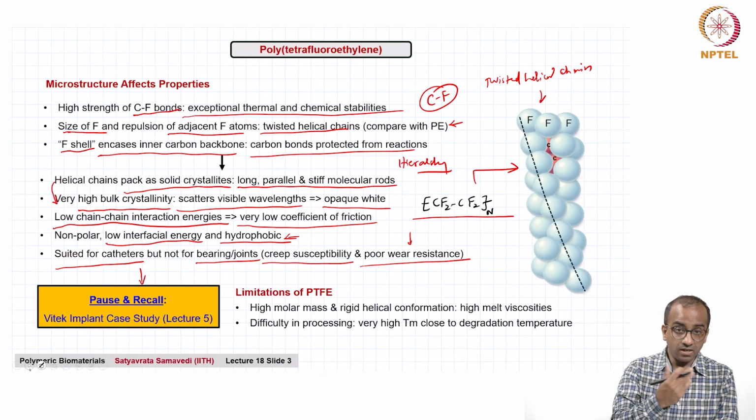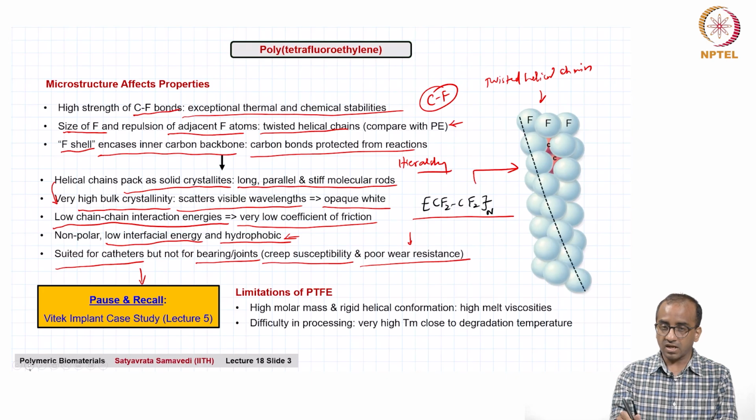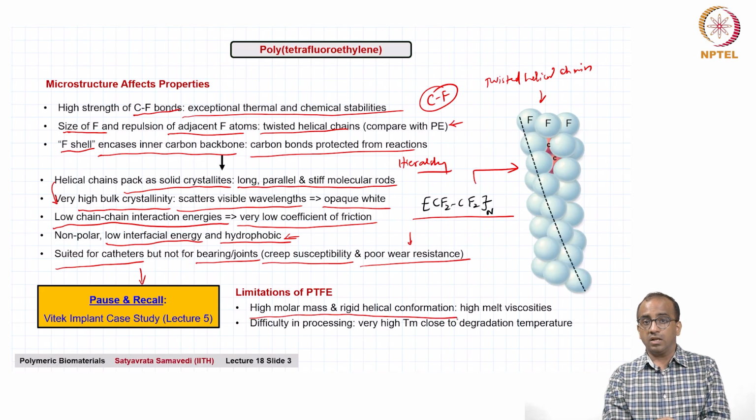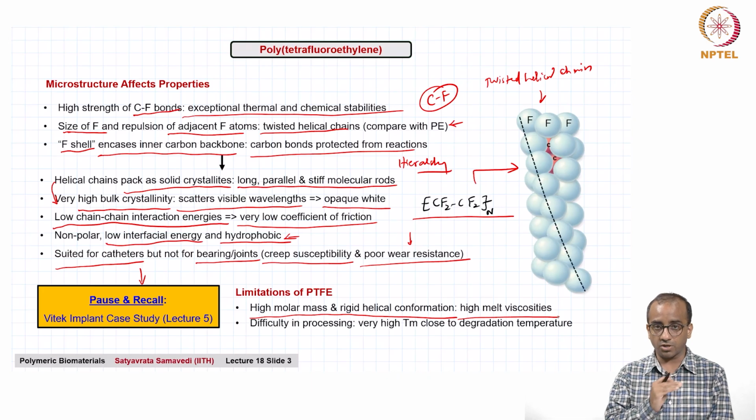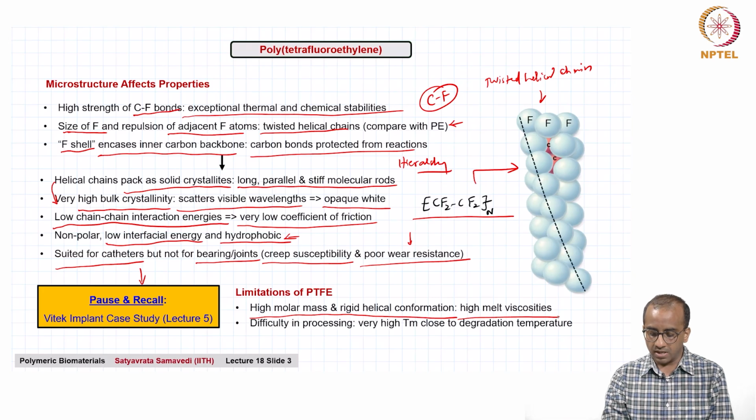But from a material or processing perspective, there are other limitations of PTFE. One is a very high molar mass and rigid helical conformation, resulting in very high melt viscosities, which makes processability very hard. This is something we saw again when we discussed molar mass, when we saw that melt viscosities can become very high with increasing molar mass, but with increasing molar mass your mechanical properties also go up. So there is always a sweet spot in between where you can balance processability with reasonable viscosities without compromising mechanical properties significantly.